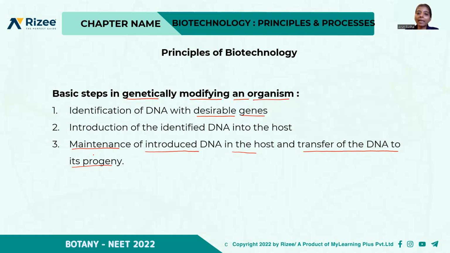First step is identification of DNA with the desirable genes. Second is the introduction of the identified DNA into the host. And then the maintenance of the introduced DNA in the host and transfer of the DNA into its progeny. Okay, so these are the three main steps. We'll discuss them.